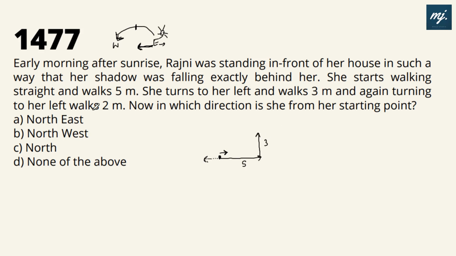And again turning to her left, she walks 2 meters. Again left will be towards west now. This is 2 meters, so this is also 2, this is 3. This is the starting point, and this is the end point where she stops. Now in which direction is C from her starting point? If this is the starting point, then this direction is between north and east. This is northeast. Option A fits in.